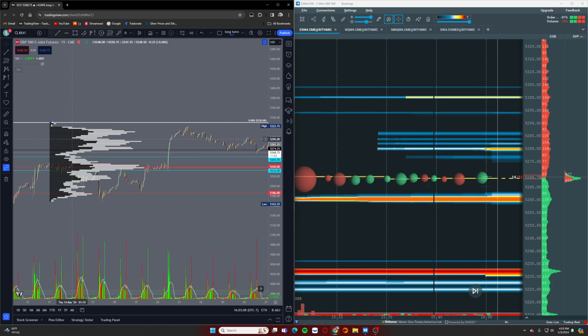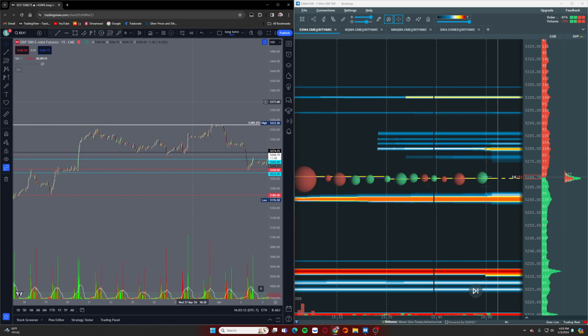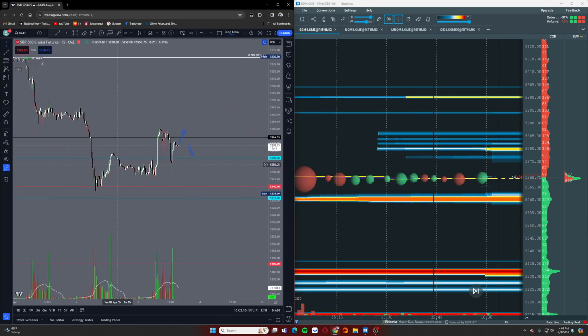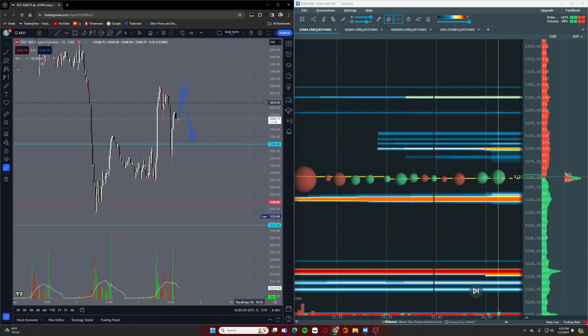There's not a lot of orders, not a lot of chop. You could assume that's a low volume node, okay? But anyways, back to the actual topic of discussion. We come up here and tap 52.80, we sell off, come to 52.60.